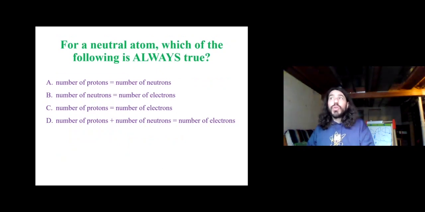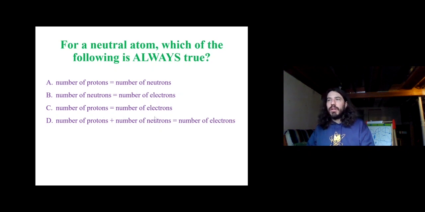Okay, so for a neutral atom, which of the following is always true? Does the number of protons equal the number of neutrons? Does the number of neutrons equal the number of electrons? Or the number of protons equal the number of electrons? Or does the number of protons plus the number of neutrons equal the number of electrons?